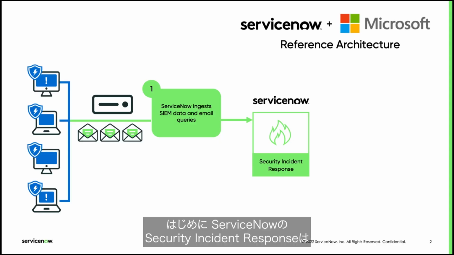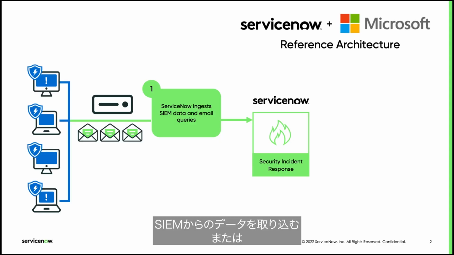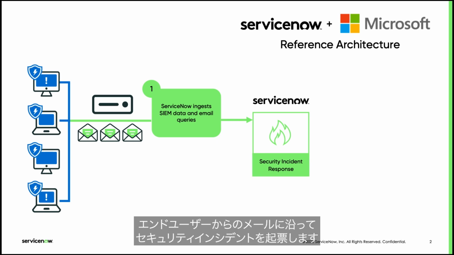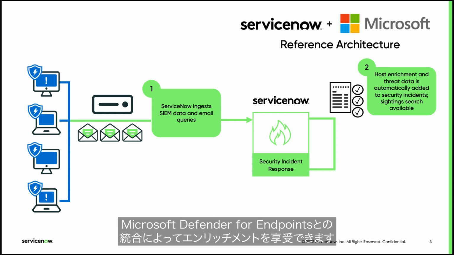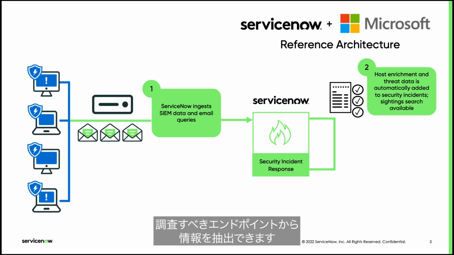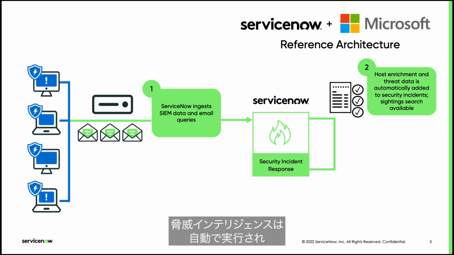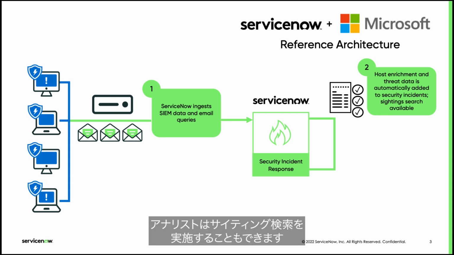First, Security Incident Response ingests data from a SIEM or creates security incidents based off of emails that come in from end users. Once a security incident has been created, the security analyst can leverage Microsoft Defender for Endpoint's integration to perform host enrichment, pulling in data about the endpoint in question. Threat intelligence is automatically done, and the analyst can also perform a sighting search.